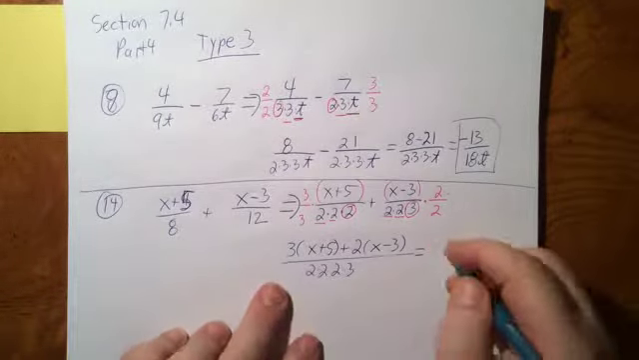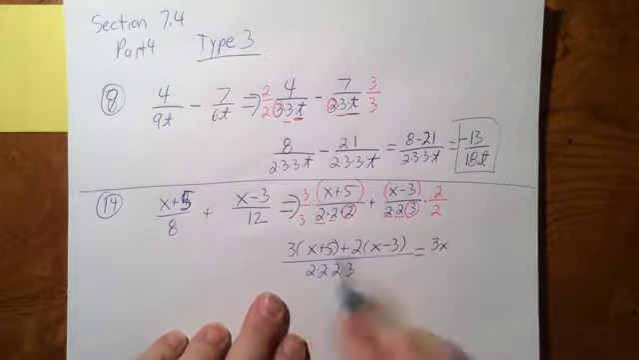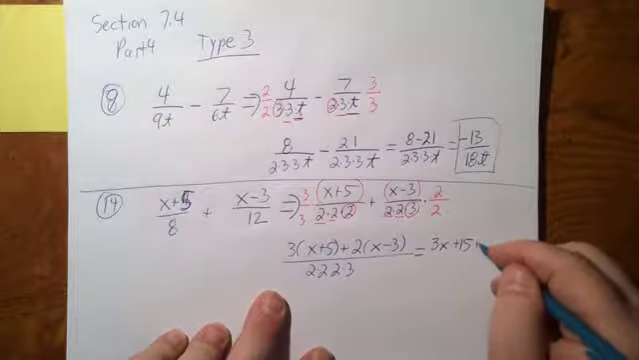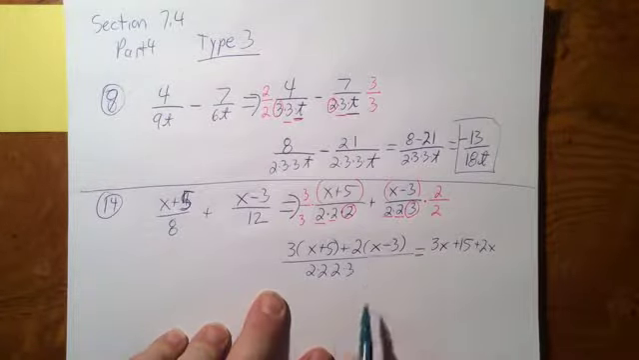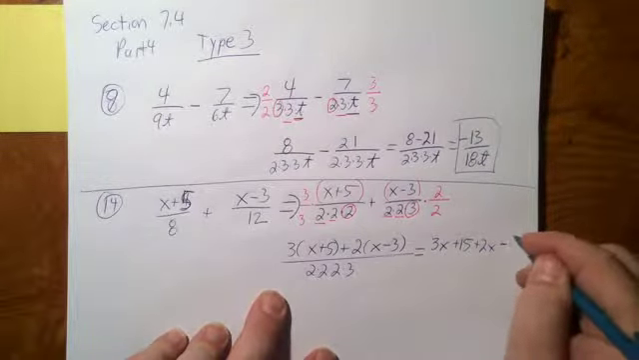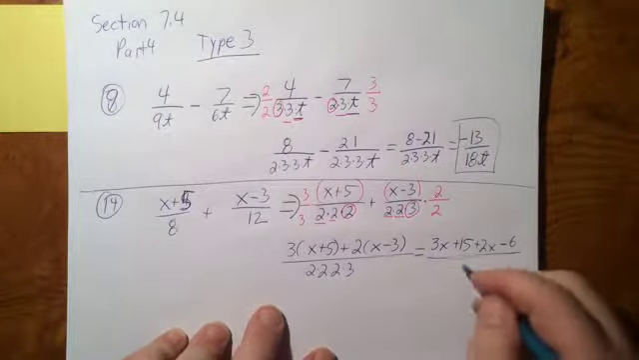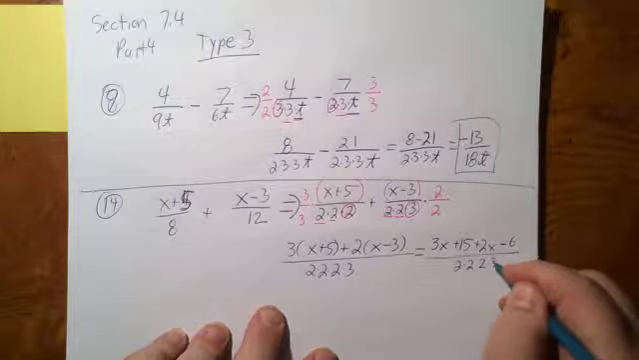3 times x, 3x. 3 times 5 is 15, plus 2x, 2 times x is 2x. 2 times negative 3 is negative 6. And that's going to be over 2 times 2 times 2 times 3.